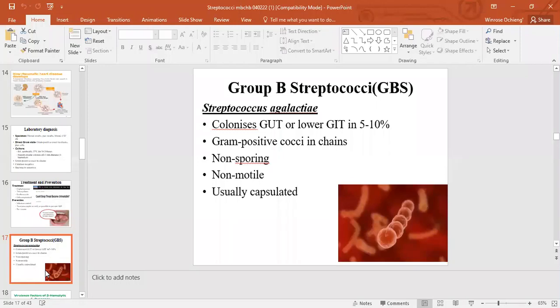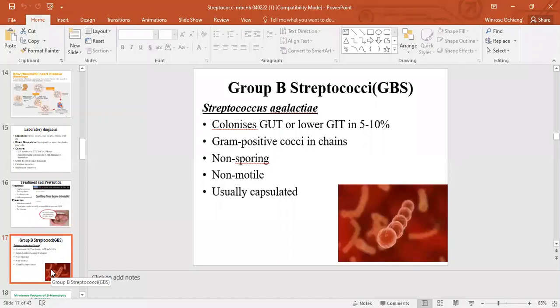So why are we interested in this? Streptococcus agalactiae colonizes our gut and also the gastrointestinal tract. They are gram-positive cocci in chains. They are non-spore formers, they are non-motile, and they are usually capsulated. So how do we tell the difference? How can we differentiate Streptococcus pyogenes from Streptococcus agalactiae? It's the infection they cause.